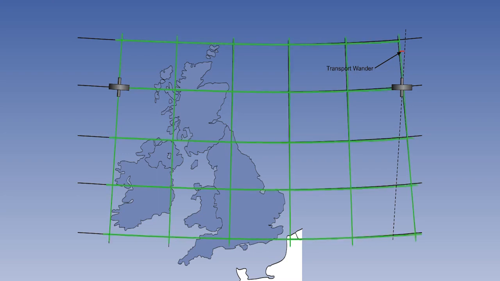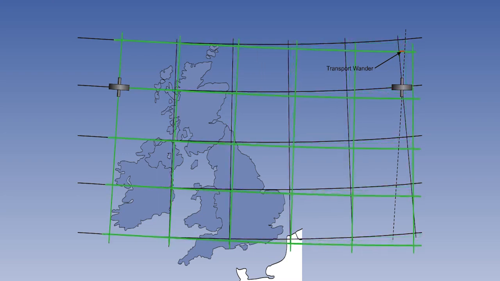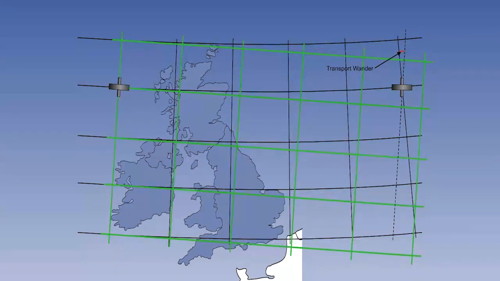However, to operate in grid, no correction is required. What is required is a direction that does not change with change of longitude, in other words, a grid. Therefore, we use the gyro, but without any correction for transport wander or meridian convergence. It is actually easier when using a gyro to fly in grid rather than true because you don't have to correct for transport wander.